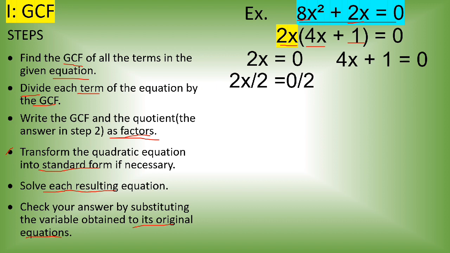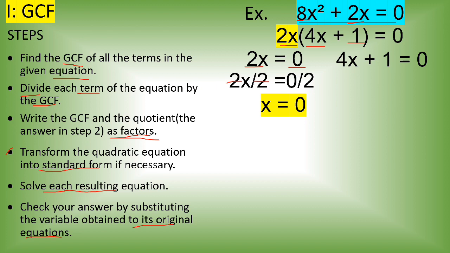And then, kunin natin ang value nito. Of course, ano man ang number na katabi ni variable x, i-divide natin yun both sides. So, divided by 2, cancel na si 2 and 2. Therefore, x is equal to 0. Kasi 0 divided by 2 is equal to 0.